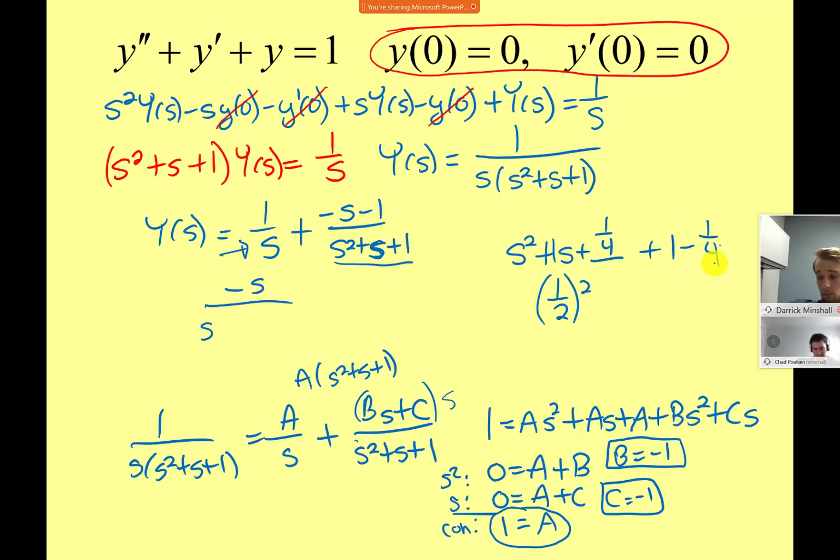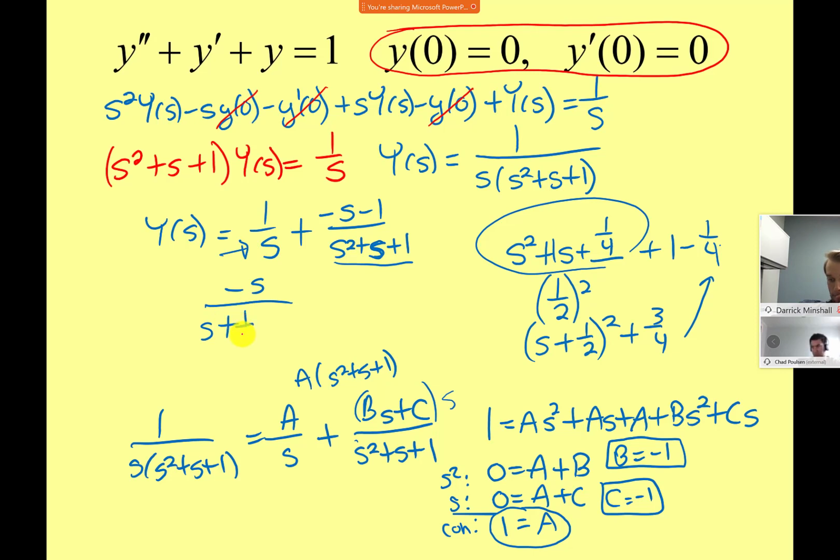So this denominator will factor into s plus 1/2 squared. If you FOILed that, you would get this, and then plus 3/4, because this combined 1 minus 1/4, 3/4. So that's what I'm going to write over here: s plus 1/2 squared plus 3/4. That's one of the denominators. I'm splitting this up, so then minus 1 over the same thing, s plus 1/2 squared plus 3/4.